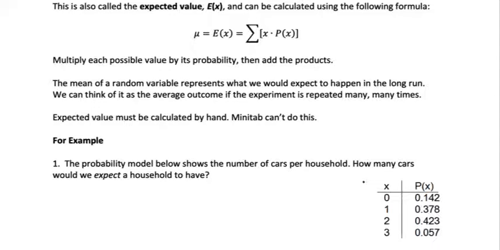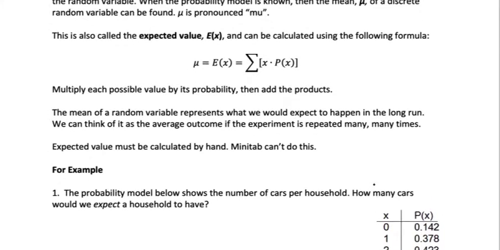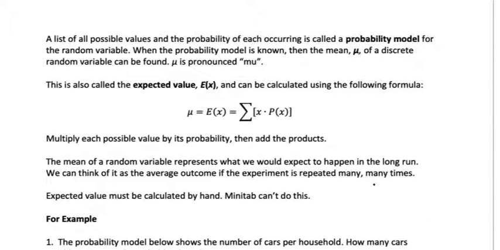So this is based on probably survey data, where they asked people how many cars they had in their household, and then they calculated the probability using the number of people who gave each response divided by the total number of people that responded. So what we're going to calculate first is the mean of the discrete random variable, and we use this symbol.